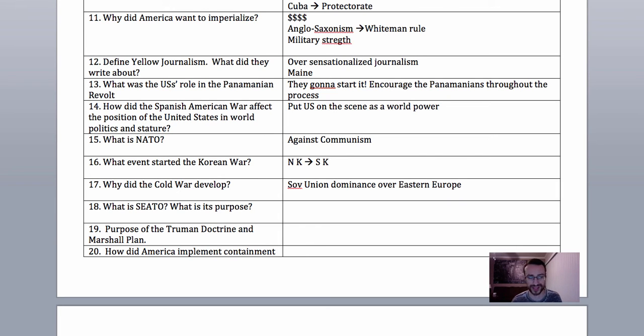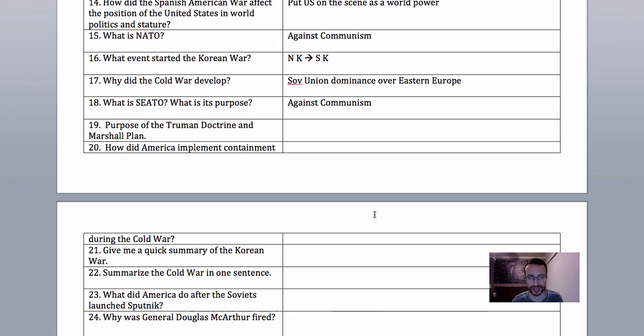What is SEATO? That is the Southeast Asia Treaty Organization. What is its purpose? Against communism. But this is in the Southeast Asian realm, not the North Atlantic realm.